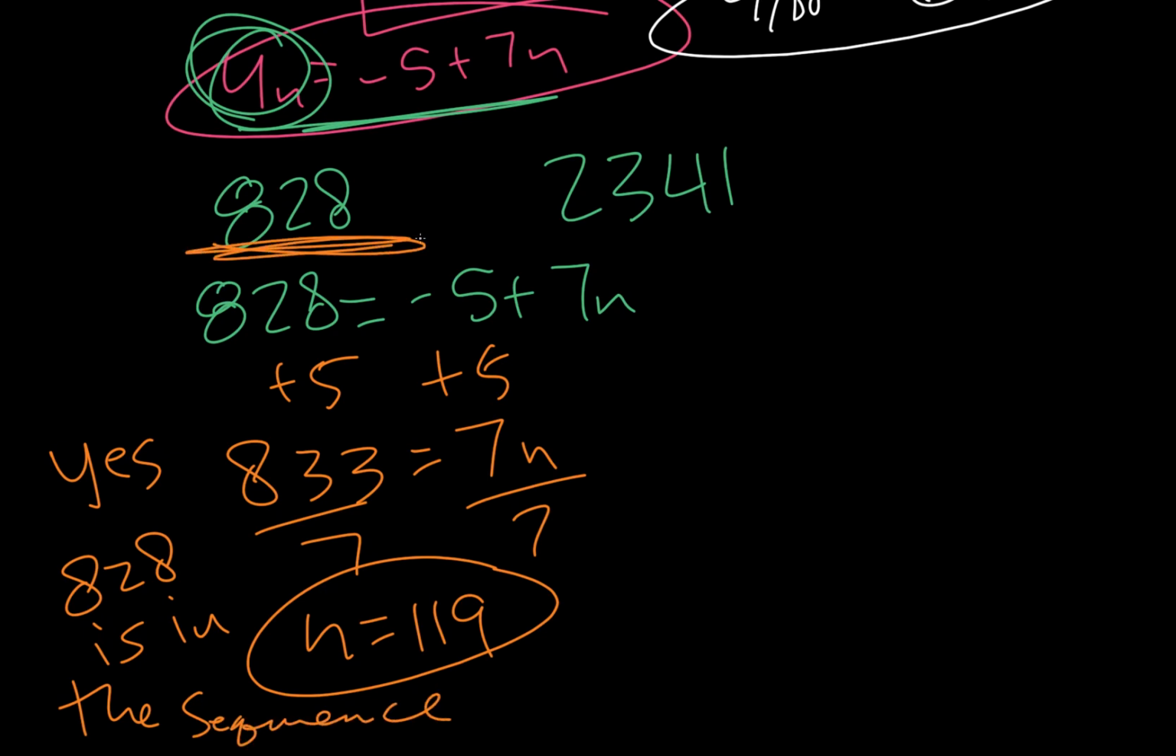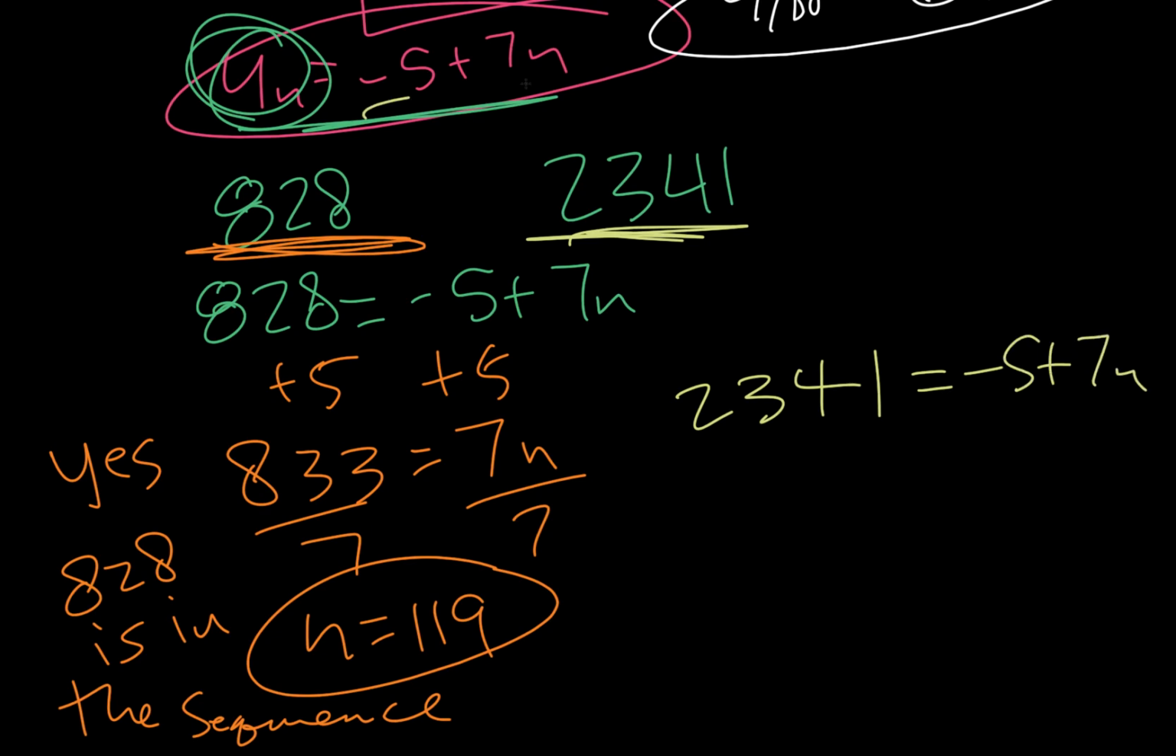Okay, so we come back up to this. All right, now we're going to test this one in a similar way. So 2,341 equals negative 5 plus 7n. Once again, I'm using this equation.